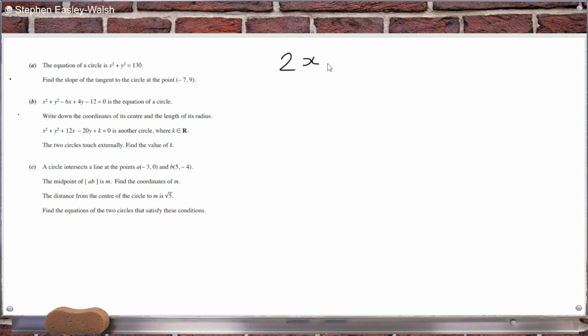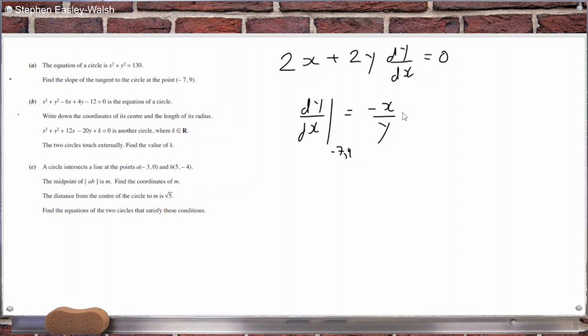Implicit differentiation: 2x plus 2y dy/dx equals 0. So that means dy/dx equals minus x over y. And we want to calculate at the point (-7, 9). So at the point (-7, 9), that would be 7 over 9. Yeah. Okay, let's clear that off.